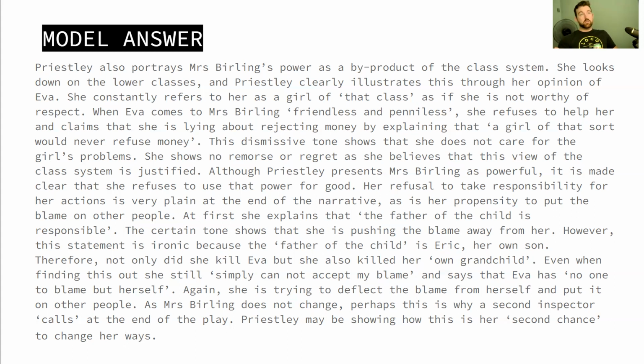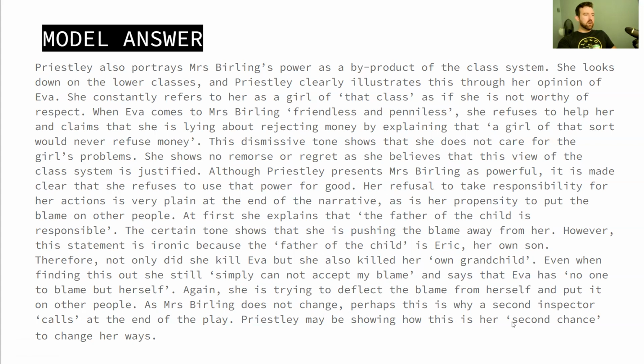Side note, which I think would be really cool to go real level 9, is you could talk about how when they're talking about Alderman Meggarty, Mrs. Birling can't believe that Alderman Meggarty is a notorious womanizer and stuff. So she is also being a byproduct of the class system, as it says here. Part of that byproduct is being quite ignorant to the world around her. She doesn't seem to know what's going on very well. So again, she's trying to deflect the blame from herself and put it on other people. As Mrs. Birling doesn't change, perhaps this is why a second inspector calls at the end of the play.